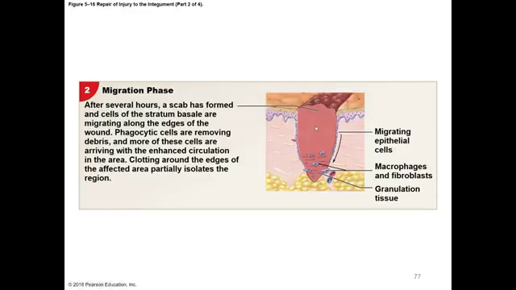After a while, a scab has formed, which has sealed off the wound, and awesomely, the cells of the stratum basale, way up in the epidermis, begin to migrate along the perimeter of the cut. So we're going all the way down. And we're going to go down and get under that cut, actually. Meanwhile, phagocytic cells are removing debris, and more cells are arriving with the enhanced circulation or inflammation.